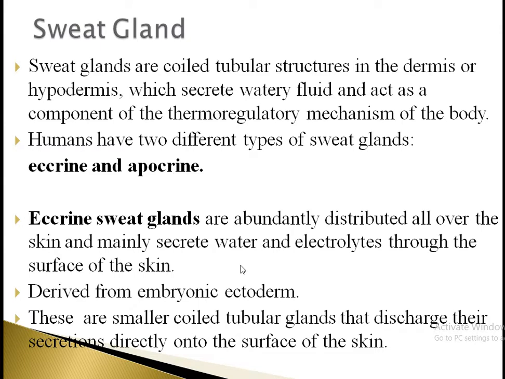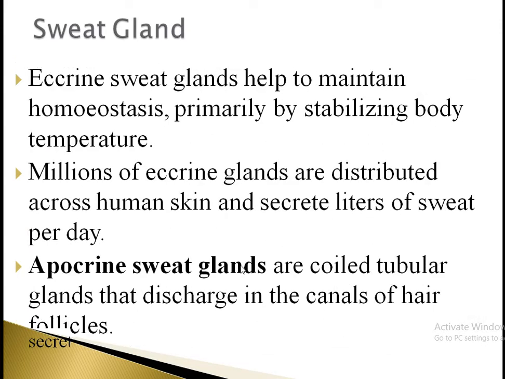Eccrine type are abundantly distributed all over the skin and mainly secrete water and electrolytes through the surface of the skin. They are derived from embryonic ectoderm, and they are smaller coiled tubular glands that discharge their secretion directly onto the surface of the skin. This you must remember, that they are pouring their secretion onto the surface of the skin as compared to the other type.